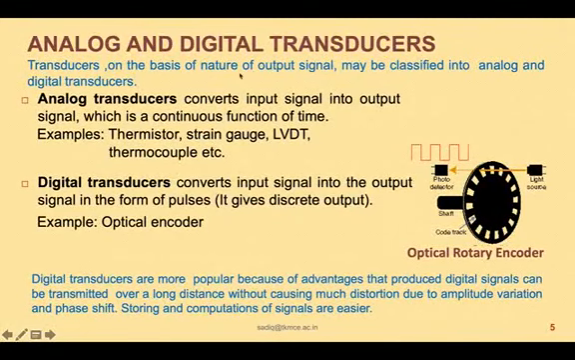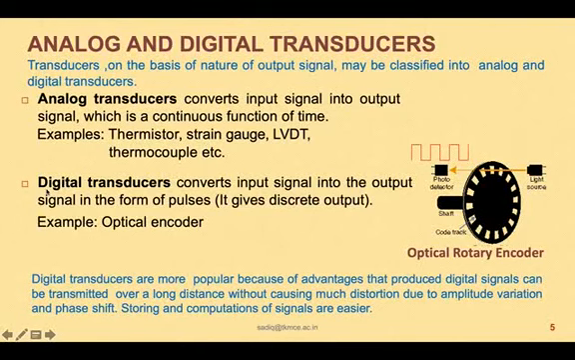Transducers, on the basis of the nature of the output signal, can be classified into analog or digital transducers. Analog transducers convert the input signal into an output signal which is a continuous function of time. It's a continuous output. Example, a thermistor which gives continuous voltage output. A strain gauge, where a strain causes a change in resistance and there is a continuous change in voltage. A thermocouple is also like that. So these devices give continuous output when continuous input is given.